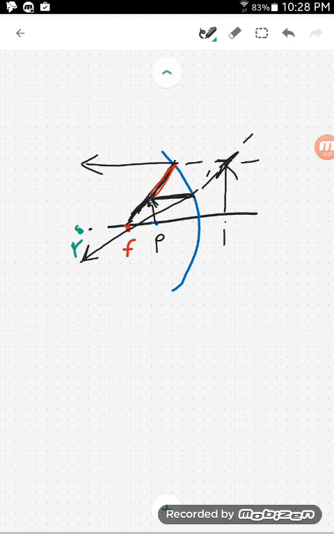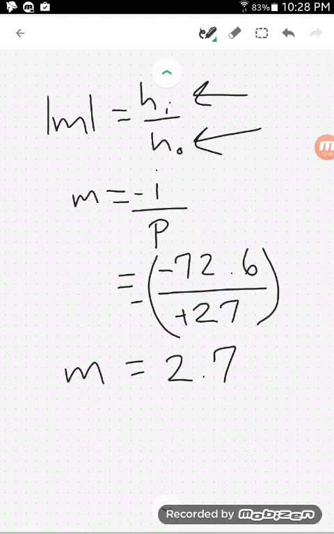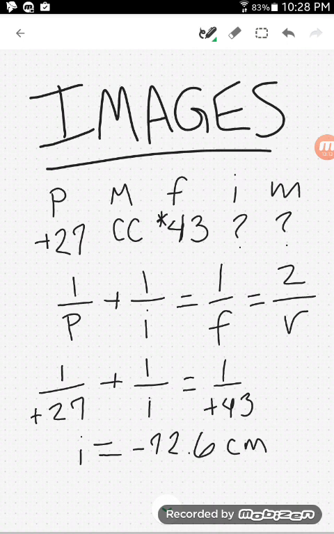So that just backs up what we saw in our calculations here. It is magnified and the image is virtual.